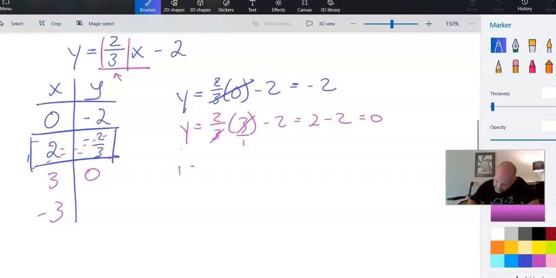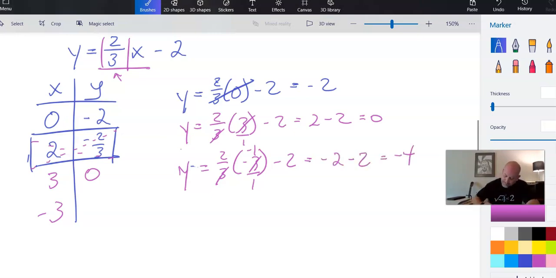And then when I plug in -3, so y is equal to 2/3 of -3 minus 2. The same thing happens. That cancels, but that's a -1 now. 2 times -1 is -2. So it's -2 minus 2, which is -4.